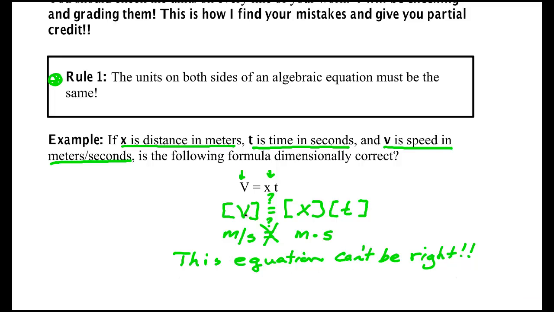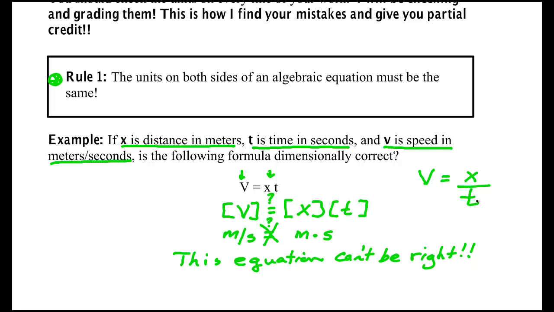Also, if I look at this, it might suggest how I might want to fix this. This is meters per second. What I really need to do is divide by time, not multiply. So a possible equation would be this equation. At least that equation has the right units. Okay? So units are your friends.